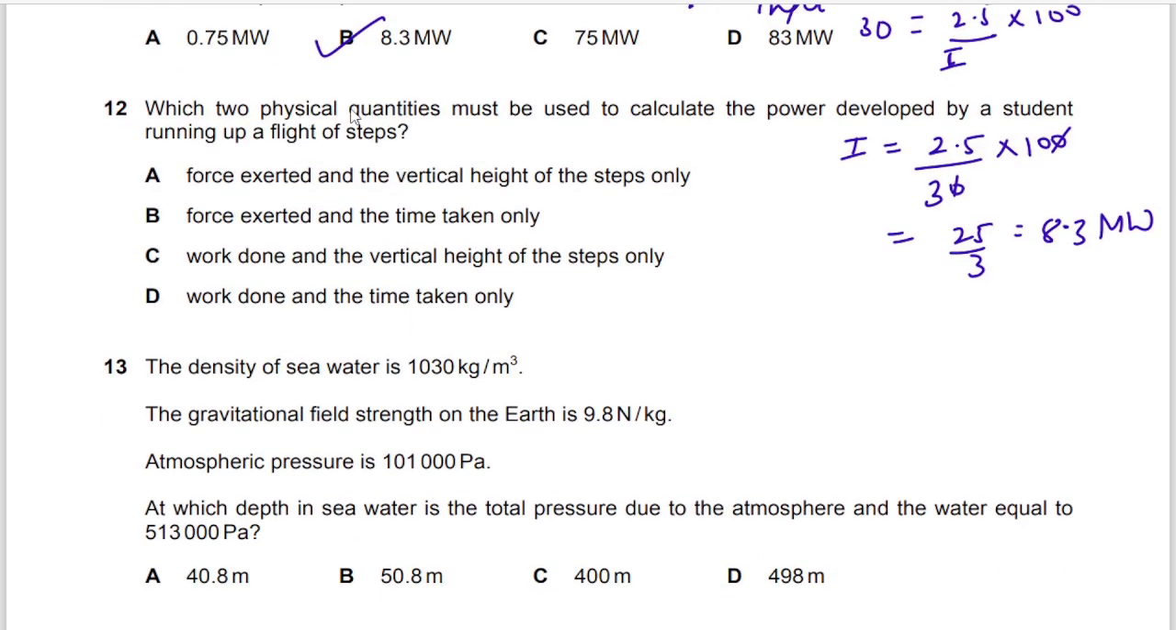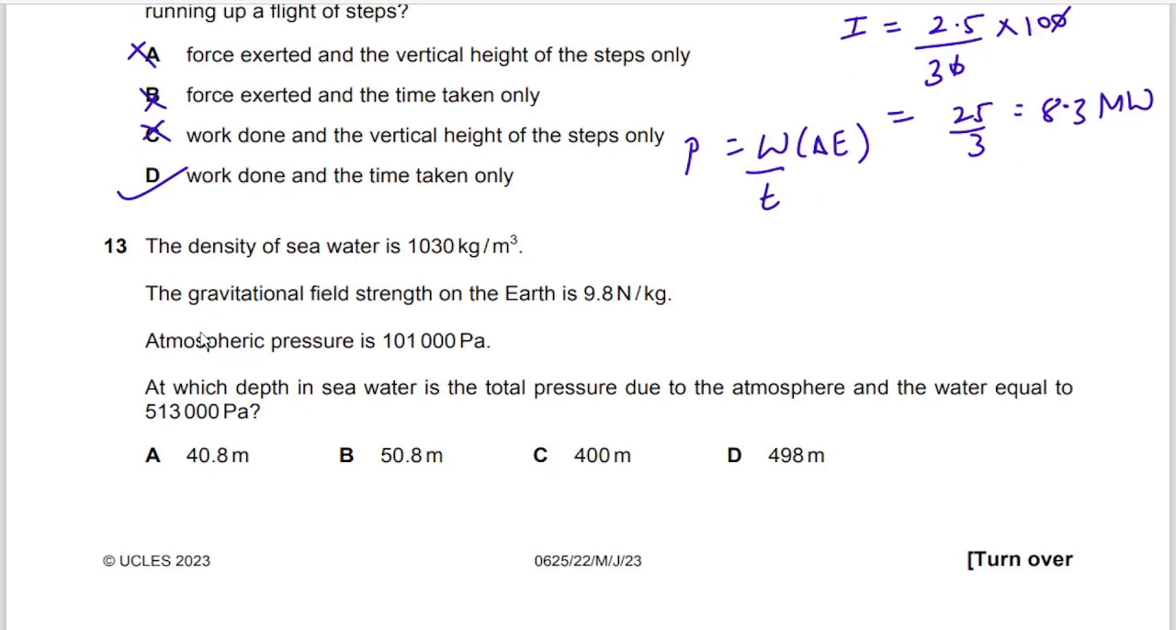Question number 12 says, which two physical quantities must be used to calculate the power developed by a student running up a flight of steps? We know power is work done upon time, or we can also call it change in energy upon time. We don't need any force, so options A and B cannot be the answers. Work done and the vertical height, we don't need height, we only need work done and time, because power is work done upon time. So the correct option is D.